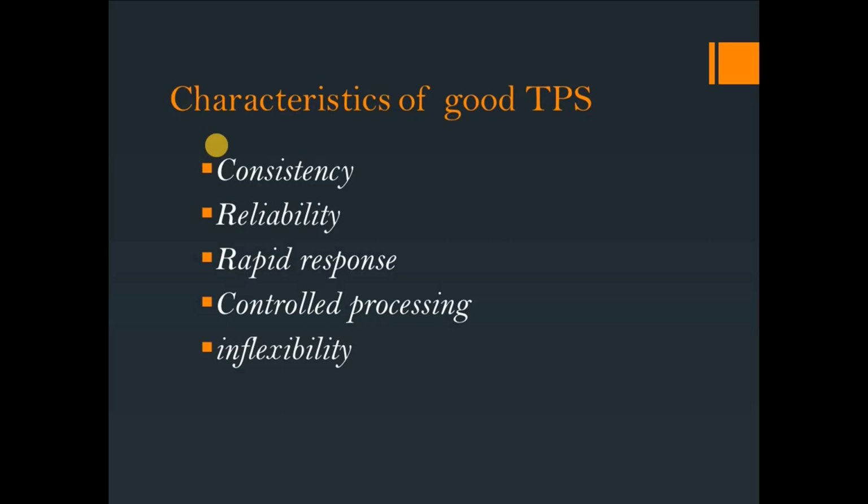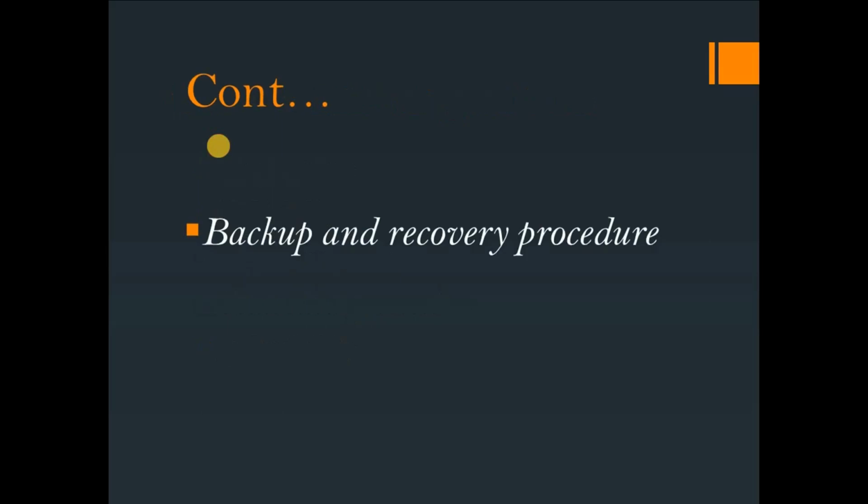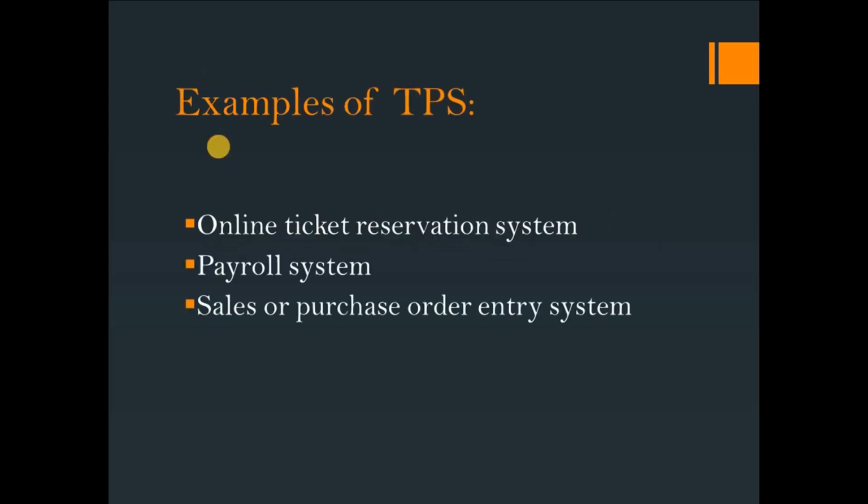Backup and recovery procedures must be in place to fulfill any requirement, and especially to deal with any type of failure, and that failure can be system failure, human failure, or any kind of natural disaster. Examples of the TPS can be online ticket reservation system, sales order entry system, payroll system.